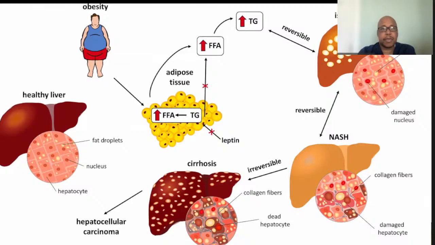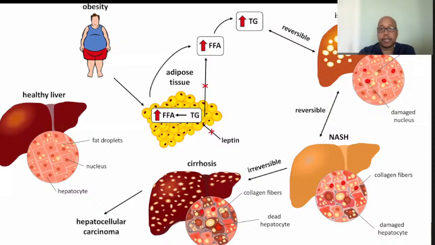And again, I like pictures. Pictures say 1,000 words. When we look at a healthy liver to the left, we have an obese patient, which is increased adipose tissue, increased free fatty acids, triglycerides, which lead to this top right-hand corner where we say isolated steatosis. So that's still reversible.